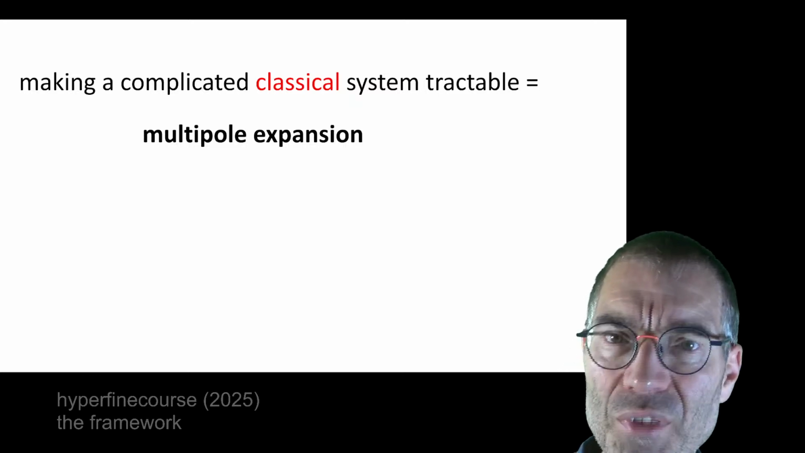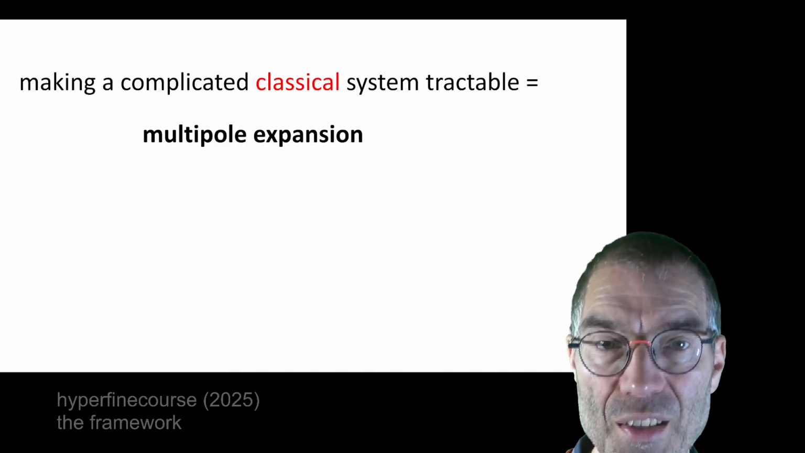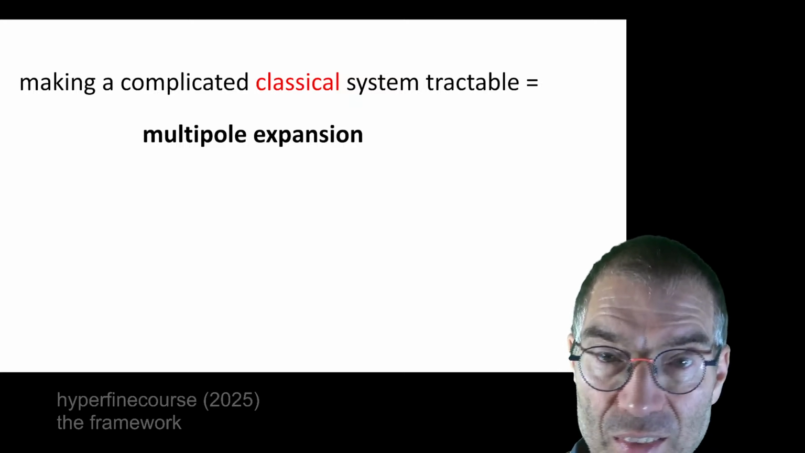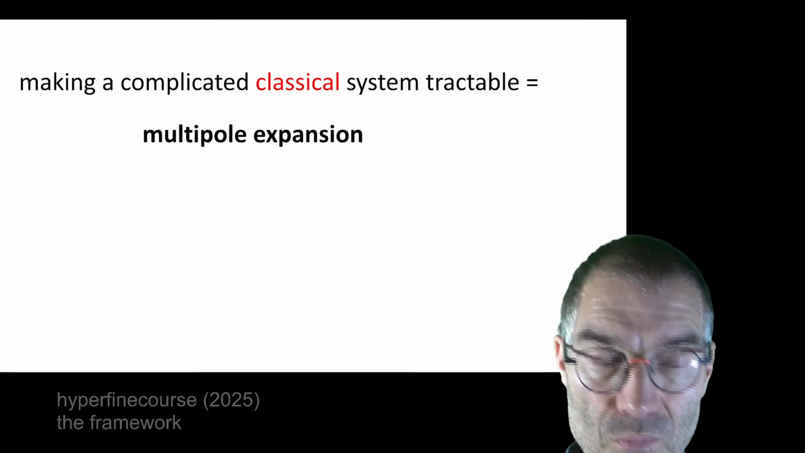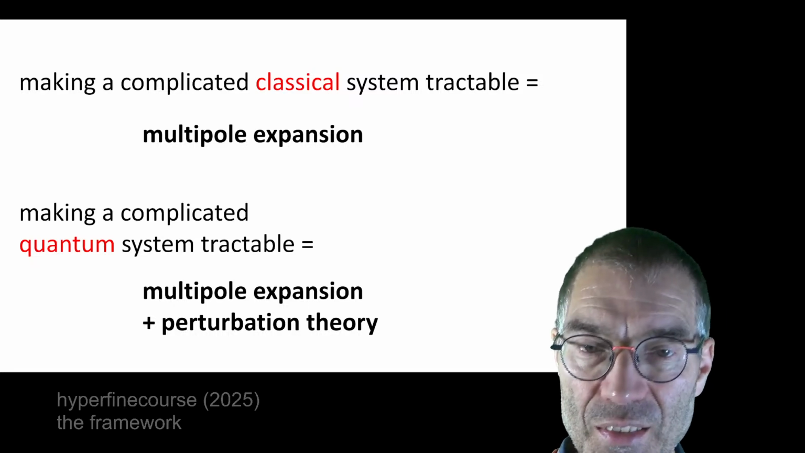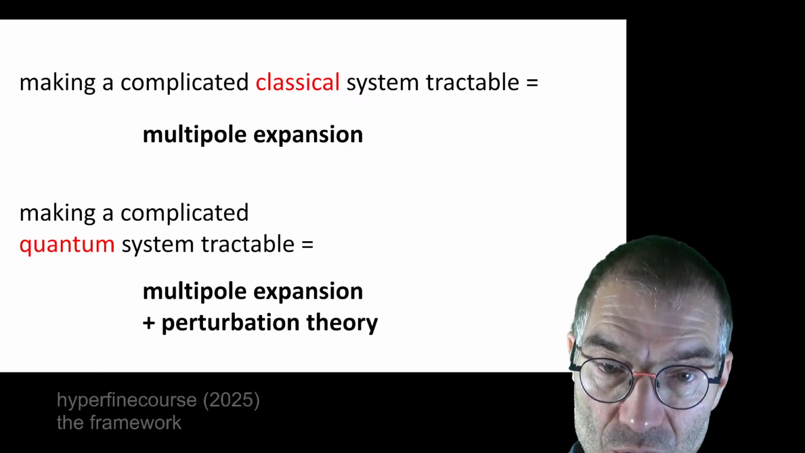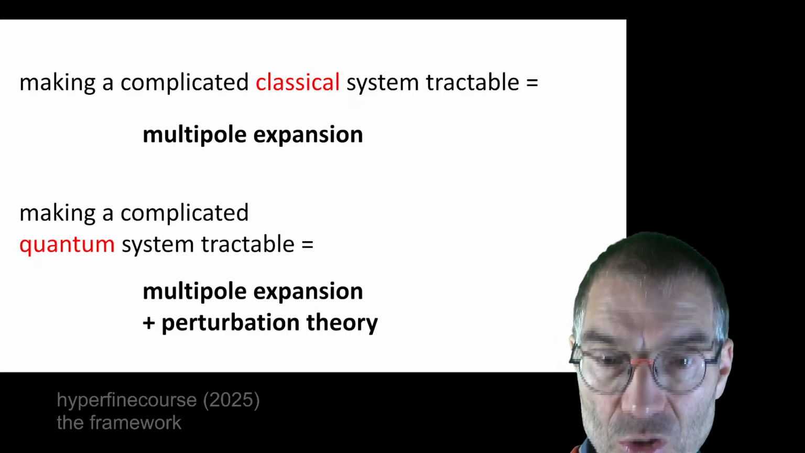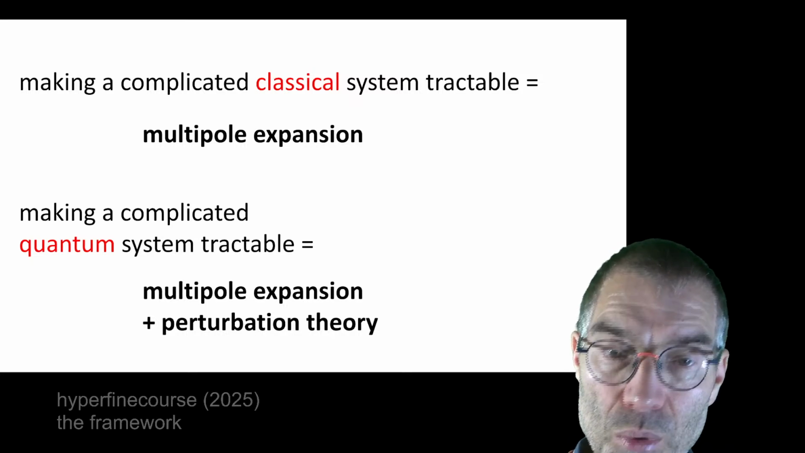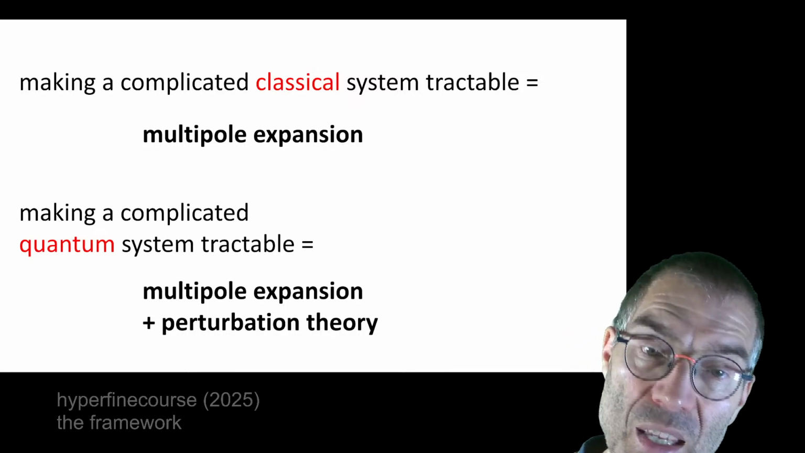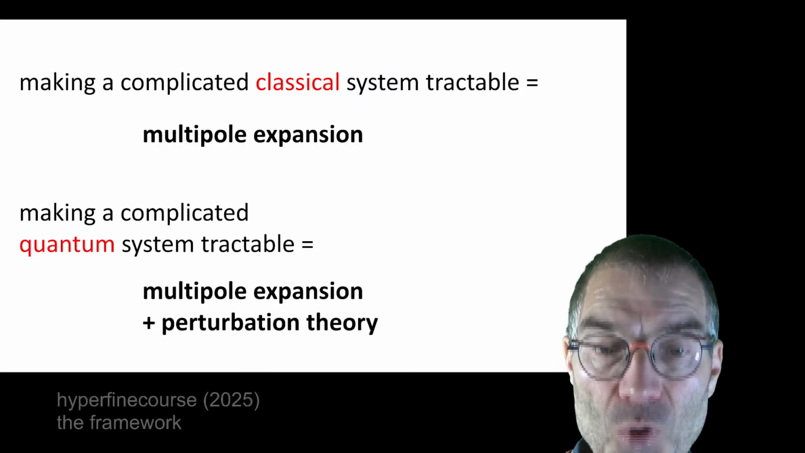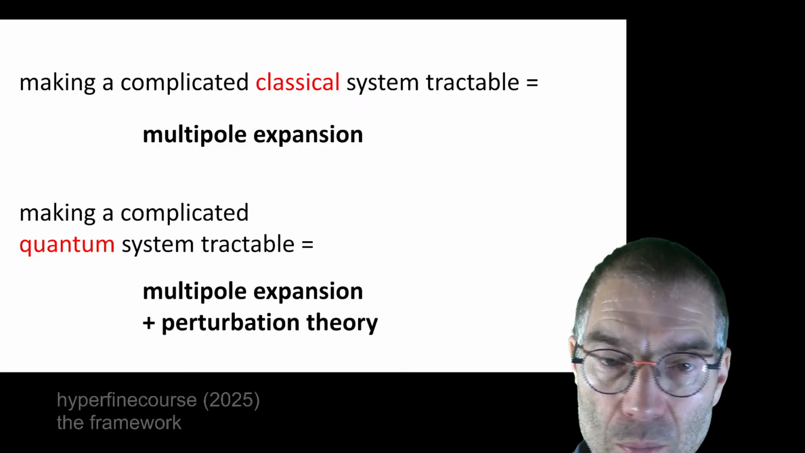But in general, the summary of this part is, if you have a classical system like our gravitational example, and you want to make that mathematically tractable, then you use the multipole expansion, nothing more. If you have a complicated quantum system and you want to treat that mathematically in a tractable way, then you have the multipole expansion, but combined with perturbation theory. So you need two ingredients rather than only one in a classical system. And everything that we will see with hyperfine interactions will be make a multipole expansion of some Hamiltonian and use that in first order perturbation theory on top of the point nucleus. That idea will come back several times.